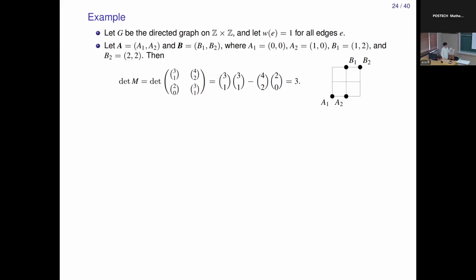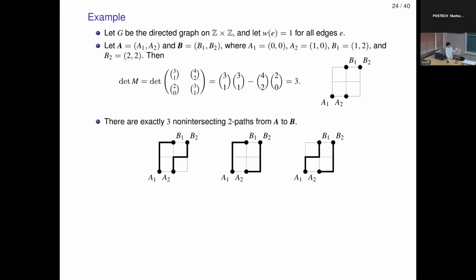And the LGV lemma says that this number is exactly the number of paths from these points to these points without any intersections. And there are some signs attached, but if you have non-intersecting paths, A1 must go to B1, and A2 must go to B2. So the permutation is always the identity. The sign is always 1 for non-intersecting lattice paths. So there are exactly 3 non-intersecting paths. That's the 3. So that's how the LGV lemma holds in this example.